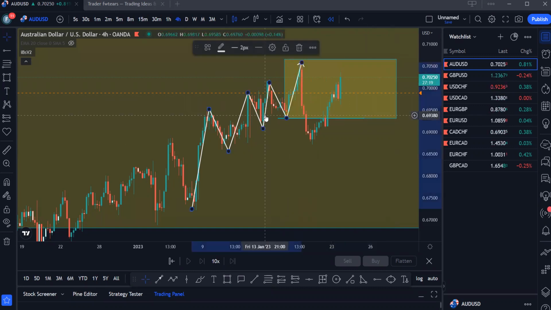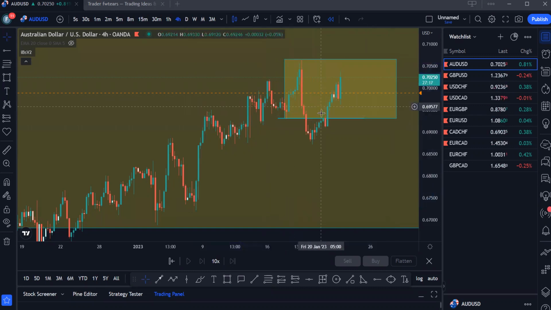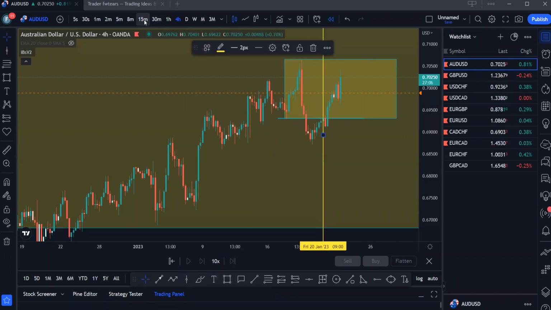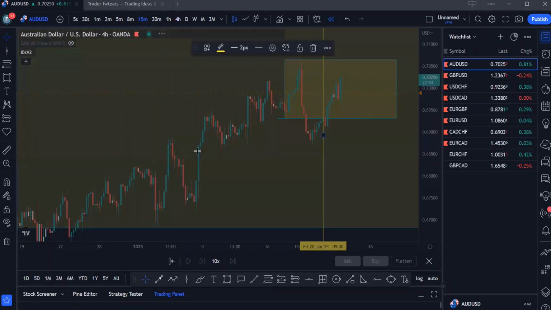Same thing that we did. Over here now, on a lower time frame, you start looking for liquidity to be grabbed. This is the first point of mitigation of that zone. So let's go to 15 minutes and see if liquidity has been grabbed.